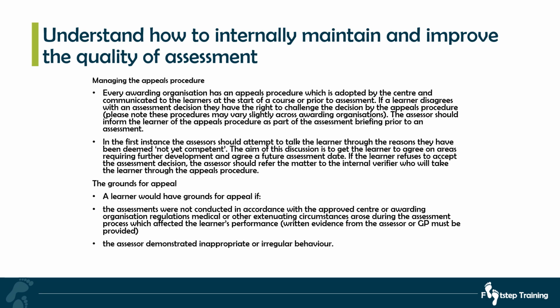In the first instance, the assessor should attempt to talk to the learner through the reasons they have been deemed not yet competent or haven't passed the assessment. The aim of this discussion is to get the learner to agree on areas requiring further development and to agree a future assessment date. If the learner refuses to accept the assessment decision, the assessor should refer the matter to the internal quality assurer, who will take the learner through the appeals procedure. In this first instance, ideally, the assessor should be looking at the assessment that's been completed by the learner, such as the evidence, against the standards, and clearly explaining to the learner why they haven't met the standards.